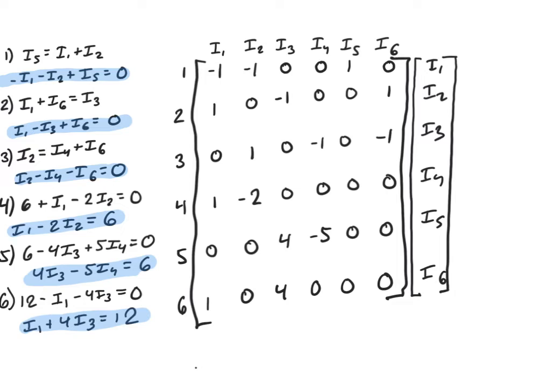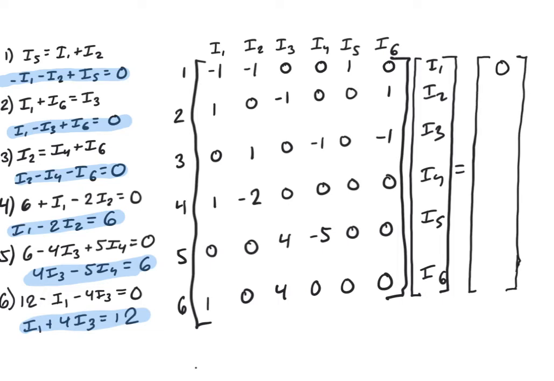Well, I know what minus I1 minus I2 plus I5 is equal to. I know that when I multiply this row times this column, I get minus I1 minus I2 plus I5, but I also know that that has to equal 0. And so what I can do is on the right-hand side, I can write down the answer, essentially, to the other side of this equation. So that's going to be another column vector because each of these equations has a right-hand side. So the right-hand side of this is 0 because, again, this row times this column is the left-hand side of this equation, and that's equal to 0.